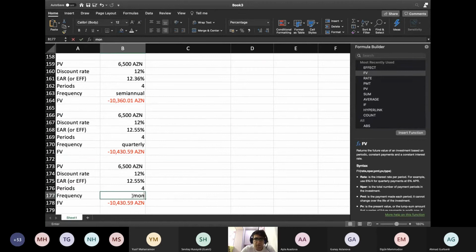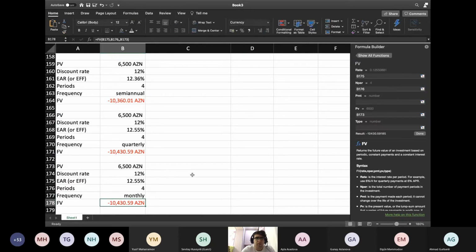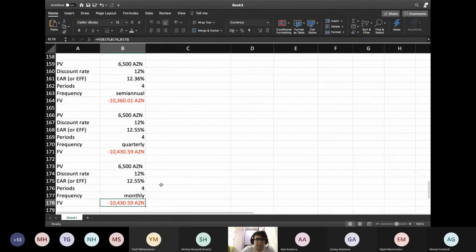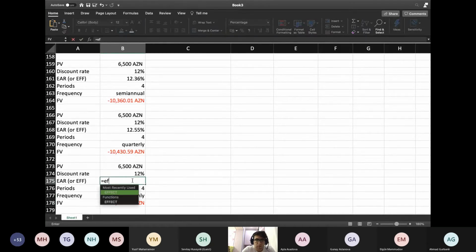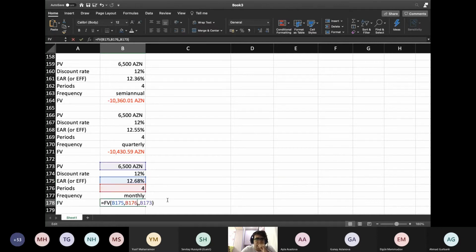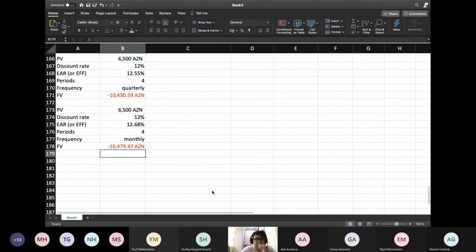We calculated quarterly. We have monthly. In the monthly, let's type it again. Equal EFFECT. Nominal rate 12%. Monthly, how many months? 12 months. It changed.